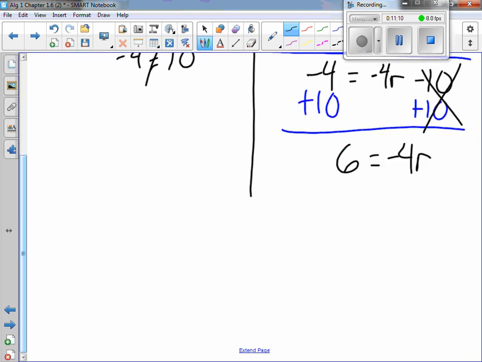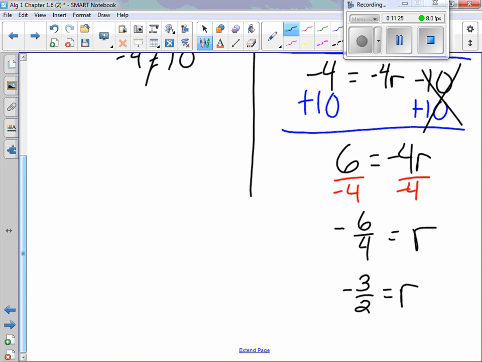Last but not least, what do we need to do? Divide both sides by negative 4. When I do that, I get r by itself, and here I'm going to have negative 6/4. Now, if you plug in negative 6/4 in the calculator, it will reduce it to 3/2, because 6 and 4 have a common factor of 2 that will simplify out. Questions on this here?